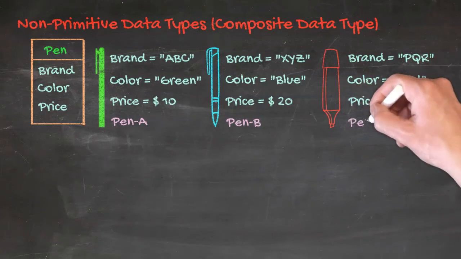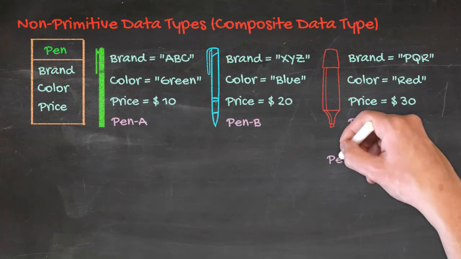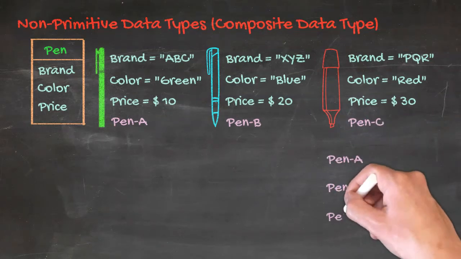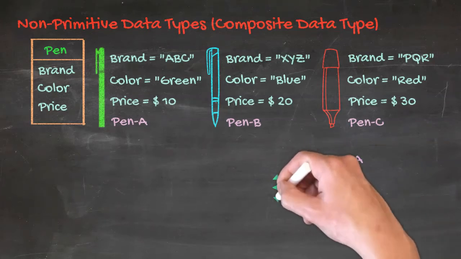Let's name this pen as pen C. Now you can see here there are three pens with same properties but different values. We have pen A, pen B, pen C. These all three come with our main pen structure, right?